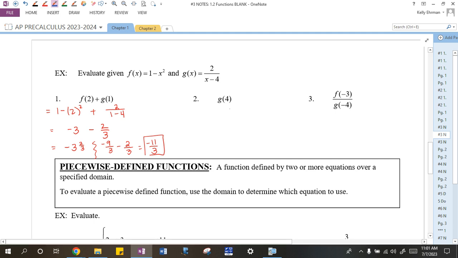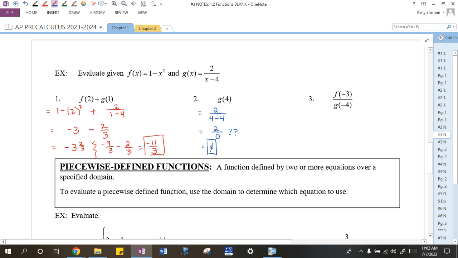g of 4. So g of 4 is simply plug in 4. But here we run into a problem. 2 divided by 0. 2 divided by 0 is undefined. We cannot divide by 0.